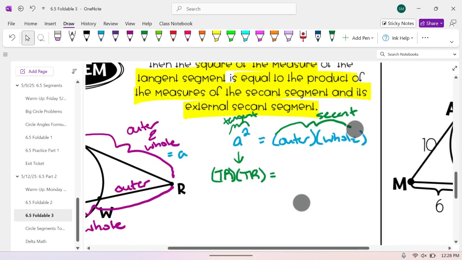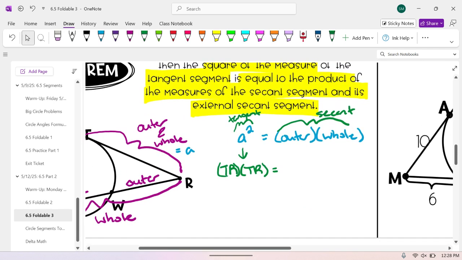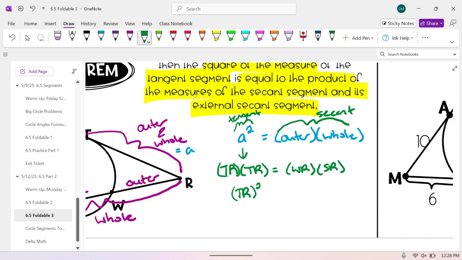Oh, it's a T. It's a T. TR. And so that would be equal to WR times SR. So that's where they get the squared from. So in other words, we're still doing outer whole is equal to outer whole. But in this case, the tangent line, it's kind of a double whammy. The tangent acts as both the outer and the whole, but you still have to count it twice.